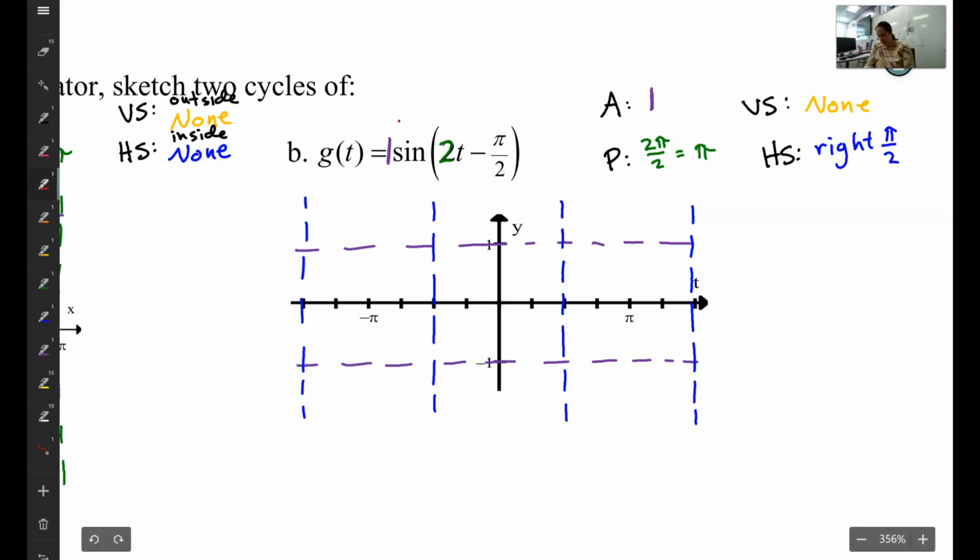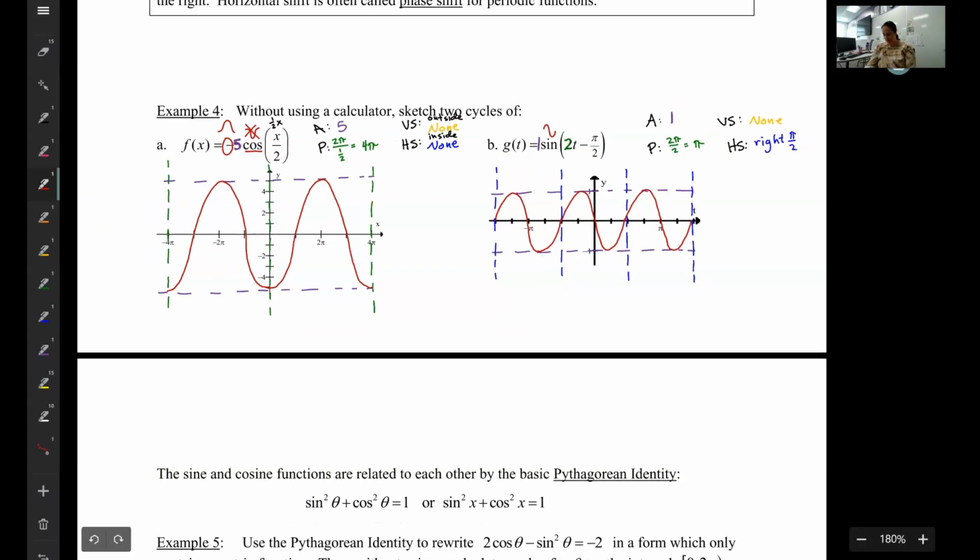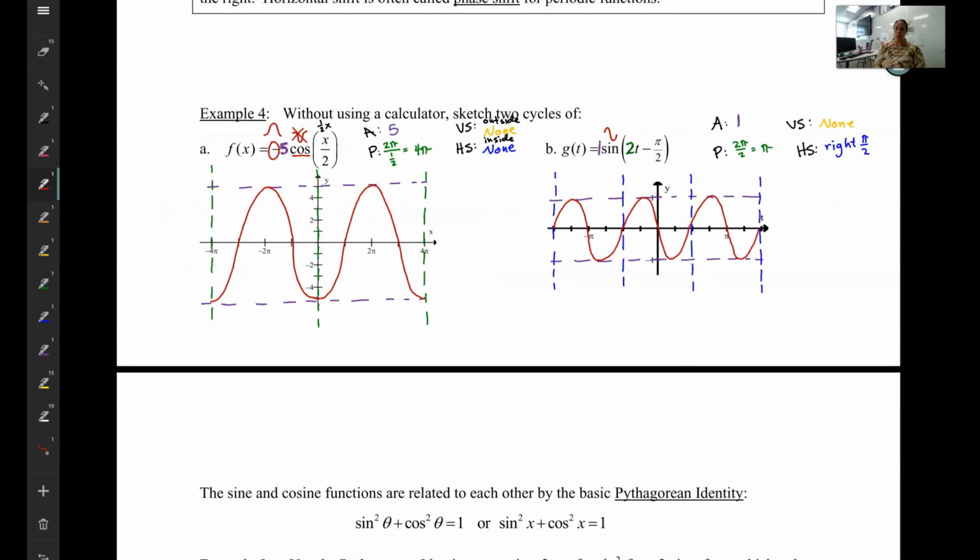So now this is a sine. There's no negative in front, so it's going to keep that shape. So in each of these boxes, I'm going to draw that S shape. And there we go. That is graphing trig functions. We only have one more part to do where we're going to do some trig identities and then solve without a calculator.